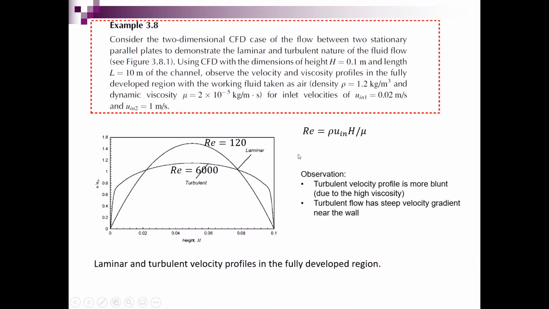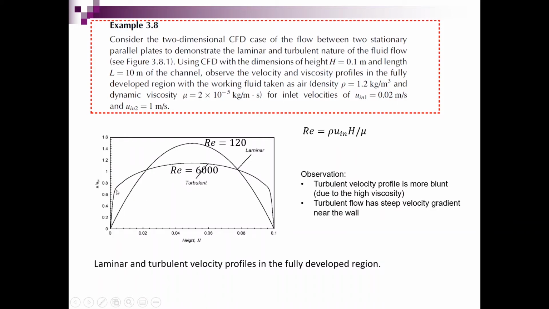And then from this Reynolds number, you can see that this 120 is low, and this is laminar, and this one, for Reynolds number 6000, is turbulent flow. So what we can observe here is that it has a different type of profile between laminar and turbulent. The turbulent velocity profile is more blunt due to the high viscosity, and the turbulent flow has a much steeper velocity gradient near the wall.